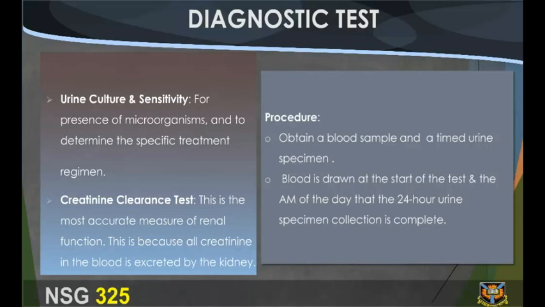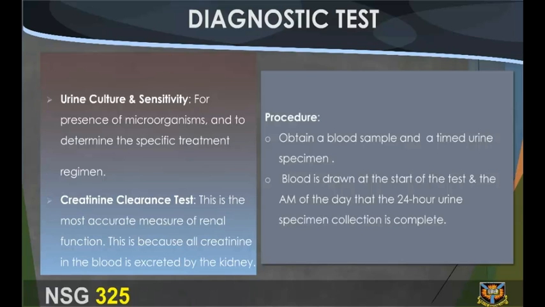Urine culture and sensitivity for presence of microorganisms and to determine the specific treatment regimen. Creatinine clearance test. This is the most accurate measure of renal function. This is because all creatinine in the blood is excreted by the kidney.